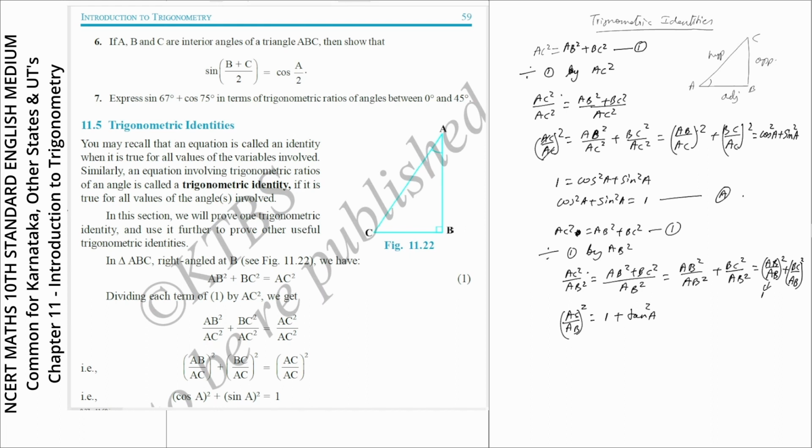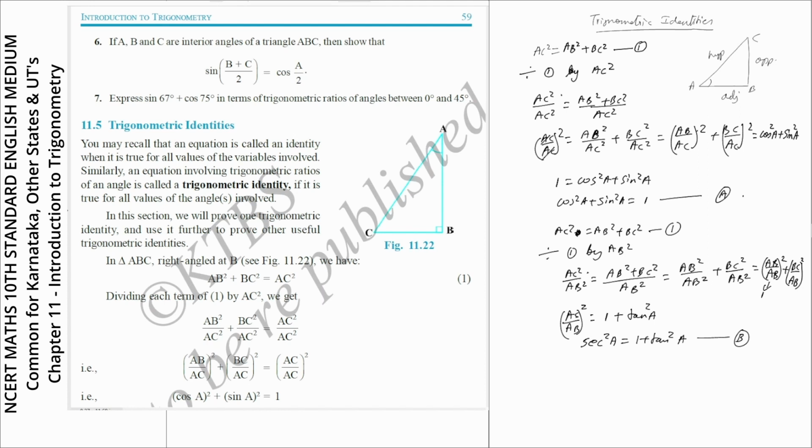And in the left hand side, AC by AB. AC by AB is nothing but secant. Hypotenuse by adjacent is nothing but secant A. Therefore, AC by AB the whole square is secant square A I'll get. So secant square A is equal to 1 plus tan square A. So this is the second identity.